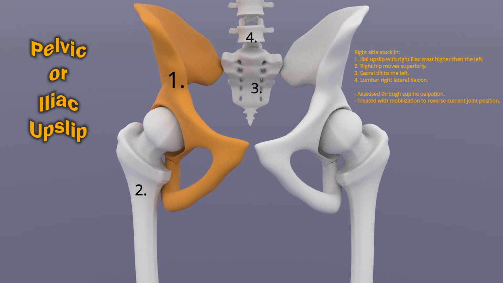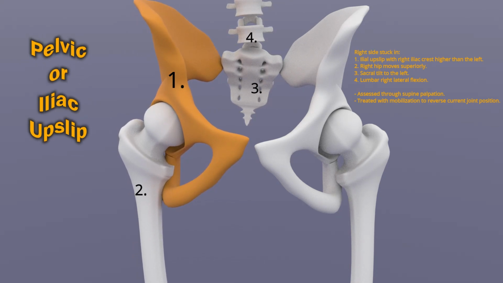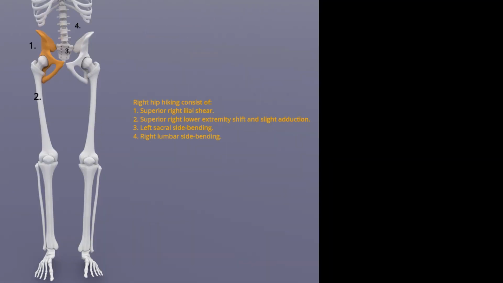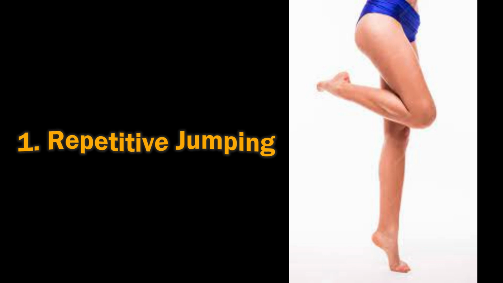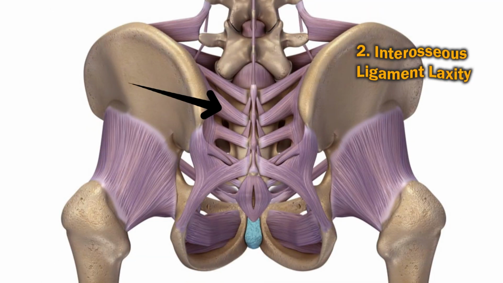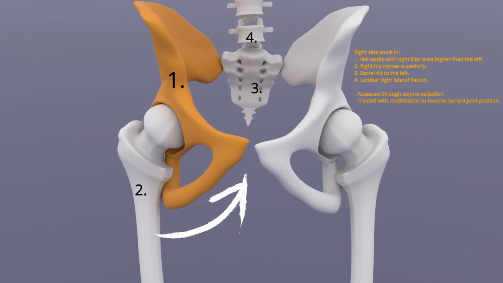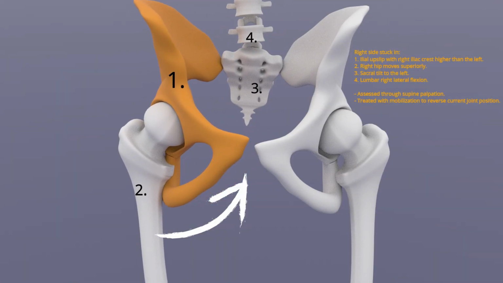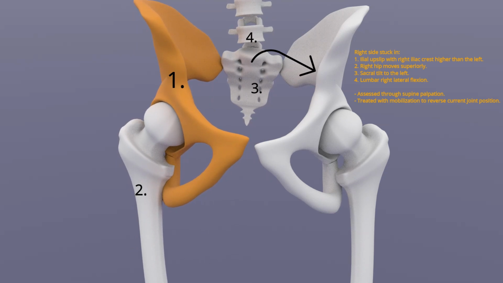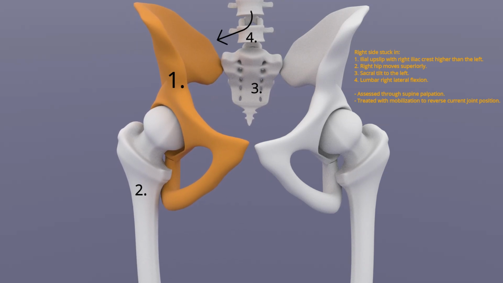Pelvic or iliac upslip, also known as an iliac superior shear, is when the ilium gets stuck deviated superiorly. The cause of this can be due to repetitive jumping or landing on one leg, with interosseous ligamentous laxity resulting to the iliac upslip, along with hip adduction and lower extremity superior shift. There is also same side sacral bending but opposite lumbar side bending.